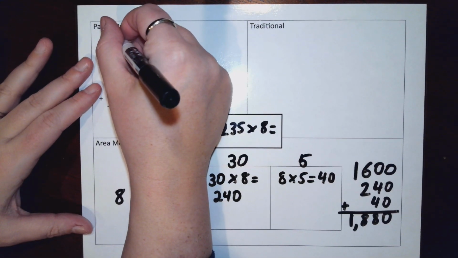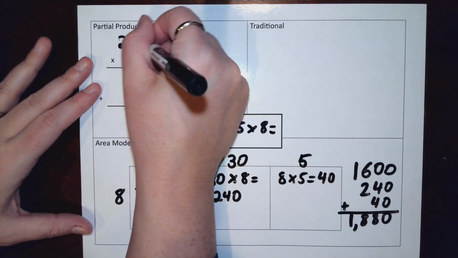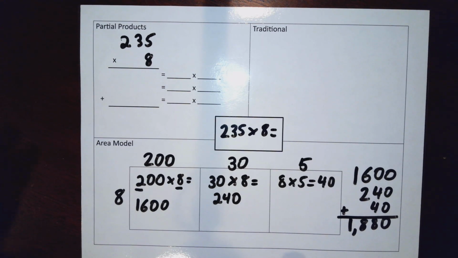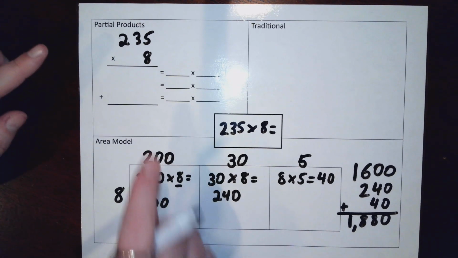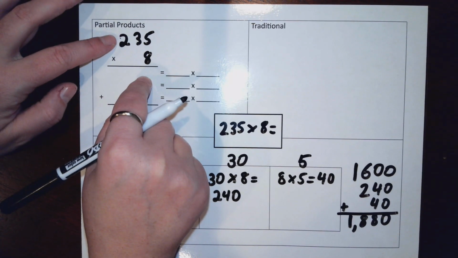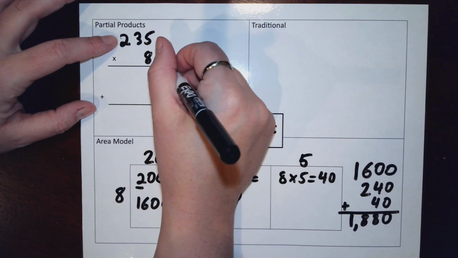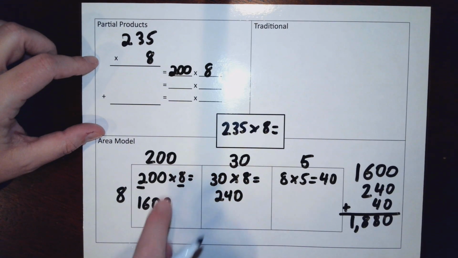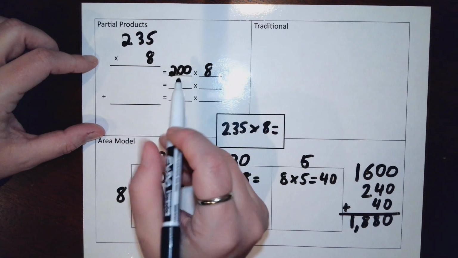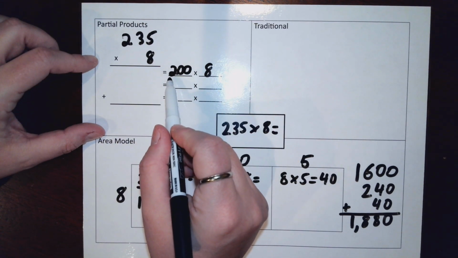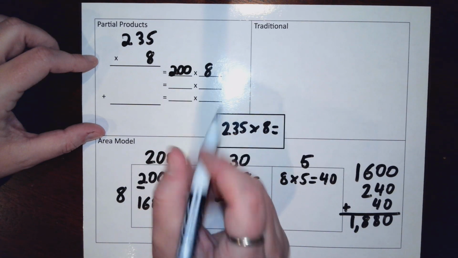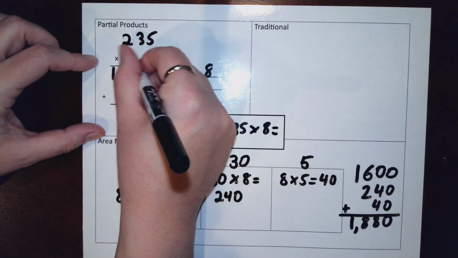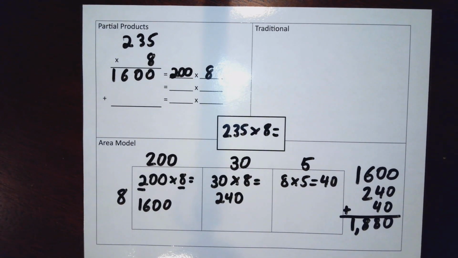Now we're going to do partial products up here. So my problem was 235 times 8. Okay? And then you don't get to see the connection here. So we are going to focus on starting with our hundreds. I have 2 hundreds, so I'm going to put 200 times 8. Oh, doesn't that look very similar here? 200 times 8. So I focus on the basic facts. So I have 2 hundreds times 8. So 2 times 8 gives me 16. But because it's 16 hundreds, I have to add 2 zeros to the end.